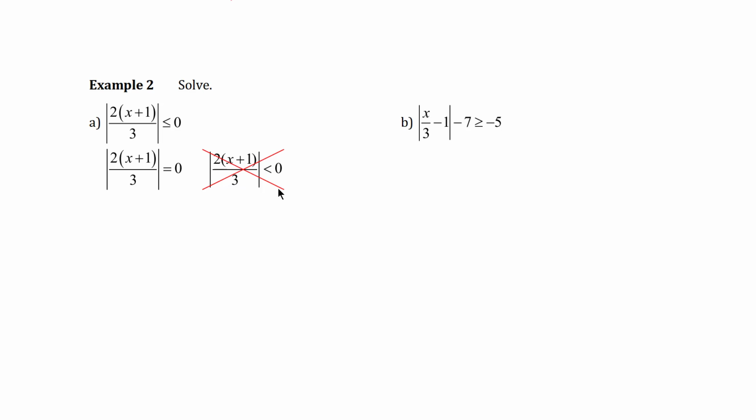So let's go ahead and work on the situation where we have the absolute value being equal to 0. From the previous section, we could rewrite this absolute value as 2 times the parentheses x plus 1 divided by 3 equals 0.